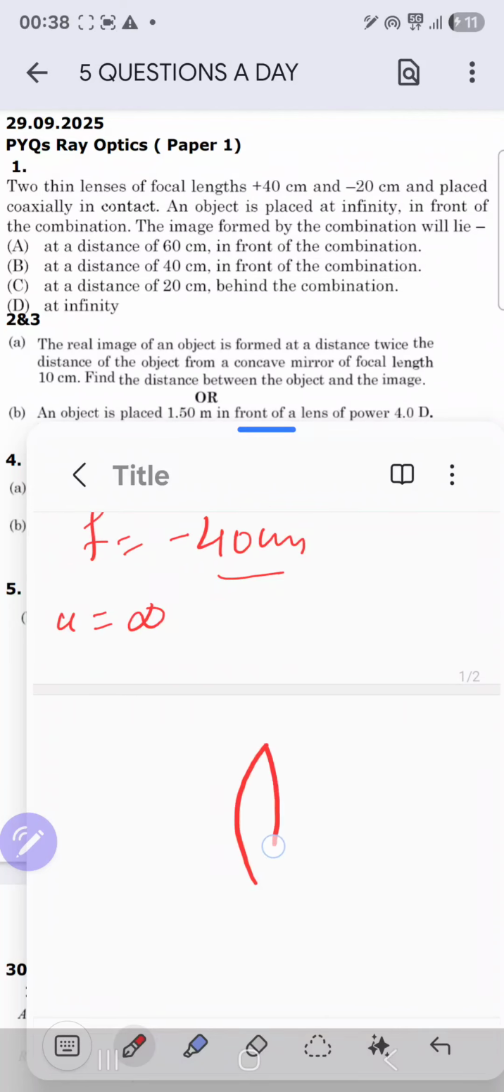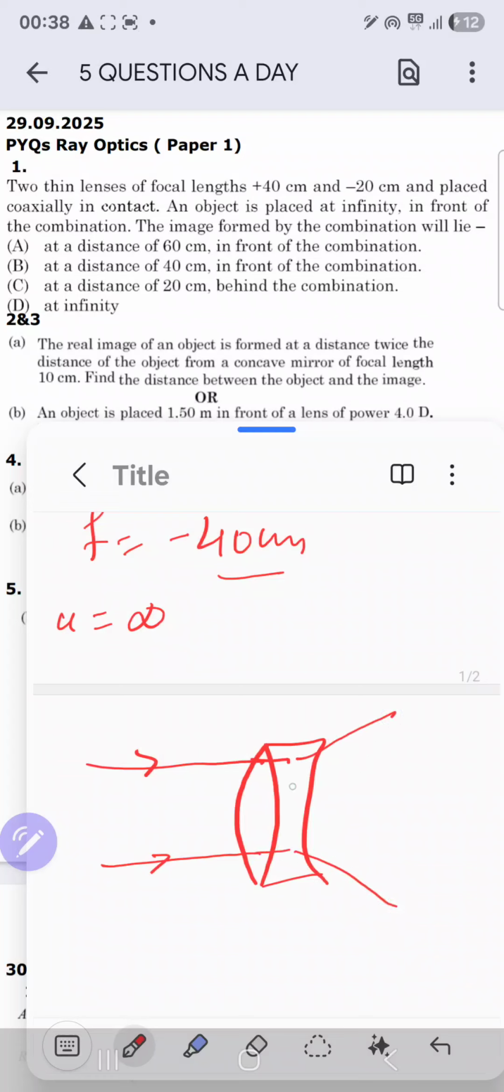and you see when the object is at infinity, here we are having the two lenses which are in contact, one is convex, one is concave, and we know that when the rays are coming from infinity, then as this combination is behaving as diverging, both the rays are going to diverge, but they would appear to meet at the focus. And the focus is minus 40 centimeter. So here you would get the image of the object which is lying at infinity.